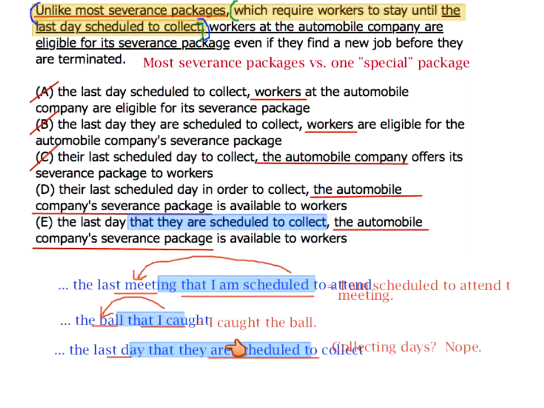Notice D doesn't have that problem. D says they have to wait until their last scheduled day. So in order to collect, that's what we're saying there. In order to collect, well, it's severance package. Like, it's money that you get paid. So in order to collect means if you want that money, then you have to stay until your last day. Like, you can't leave early. You can't quit when you still have days left.